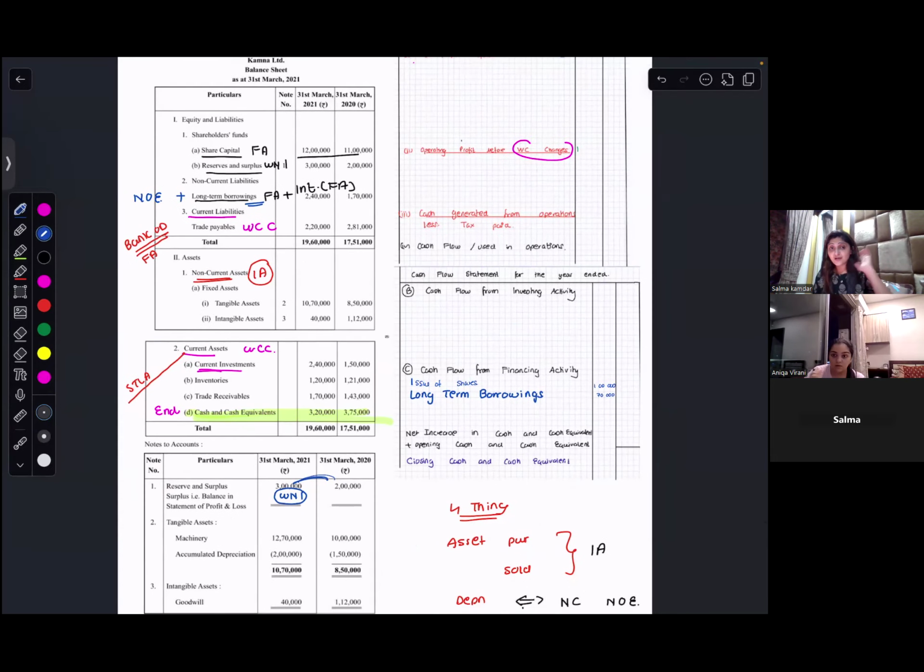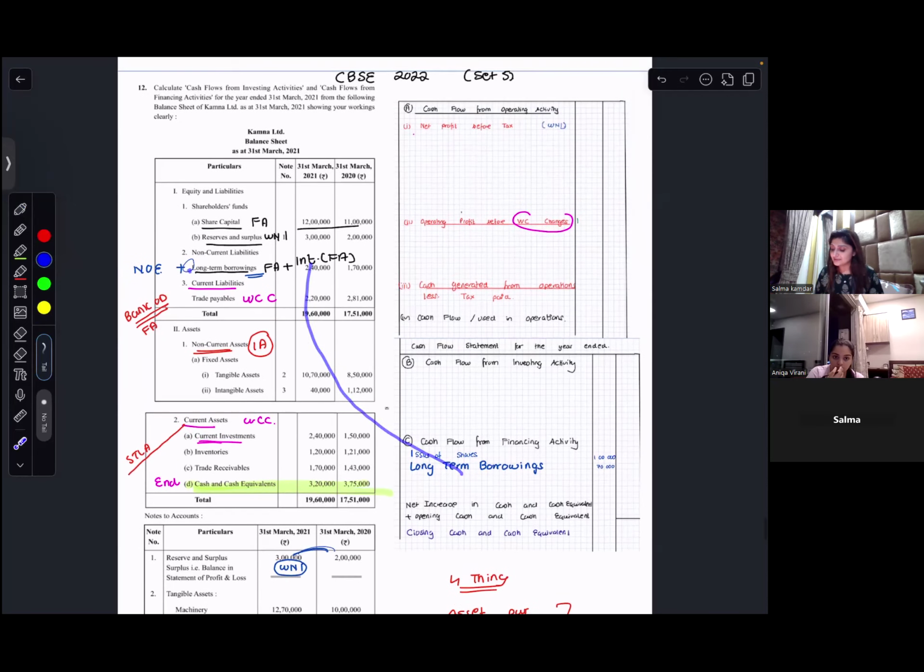Interest. How would you know about this interest? There would be some percentage over here, and they should mention that it is paid. So this interest would also go in financing activities, and otherwise it would go in non-operating expense.